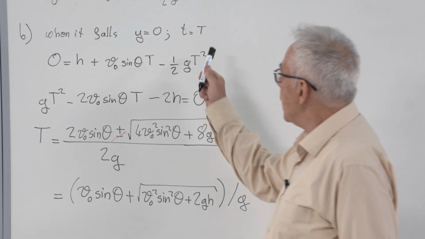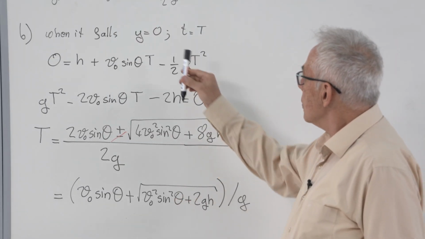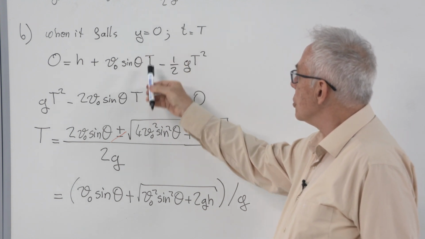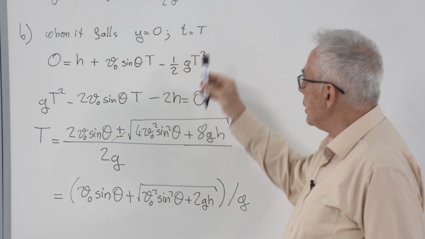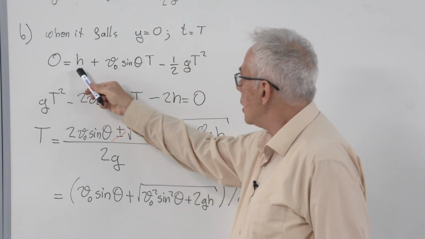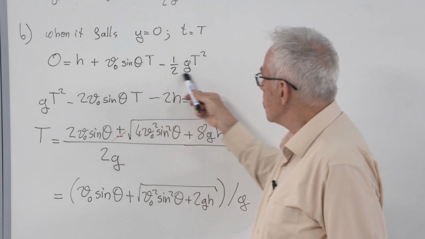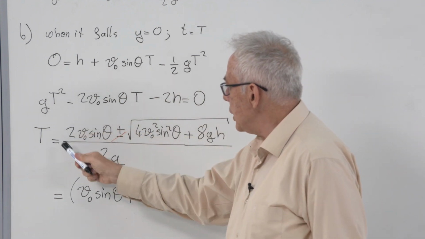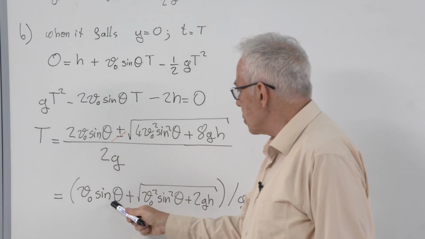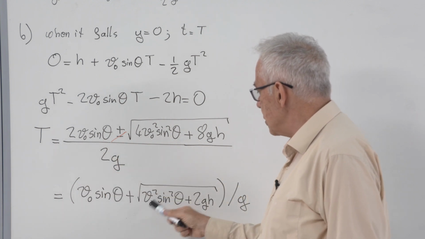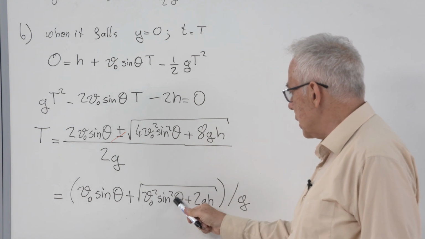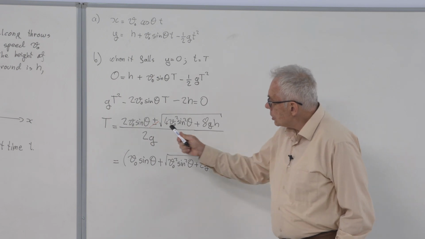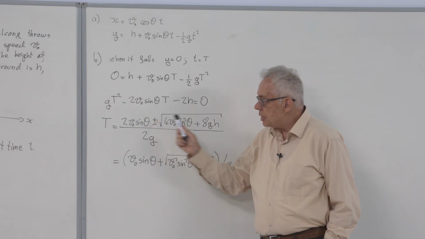We must now find when it falls down. Well, when it falls, the y component of its position is zero, and we call this time the big T. Then I have zero equals y, this. Solving for T, I get v0 sine theta plus the square root of v0 squared sine squared theta plus 2gh, divided by g. Now, please note that I have actually two roots here.